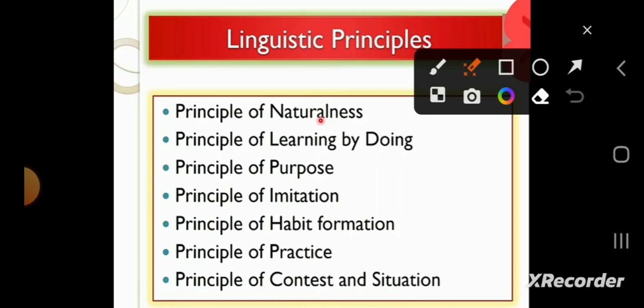Principle of context and situation. Learning should be contextualized and related to real life situations. The principle suggests that understanding is enhanced when learners see the relevance of what they are studying with specific contexts or scenarios.